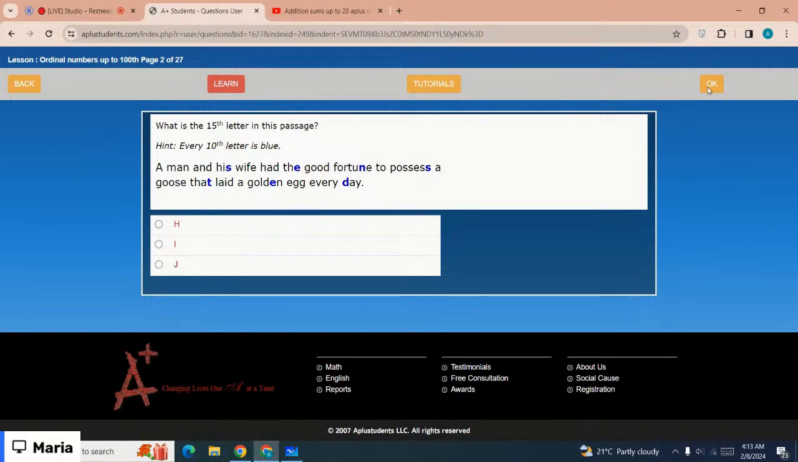Which is the correct option? D. That's for the first one, I think. Now for this one, this is the 10th letter, right? S is the 10th. 11, 12, 13, 14, and H is the 15th one, isn't it? Yes, it is. H is the 15th one. Good.